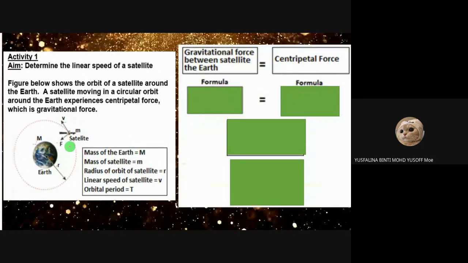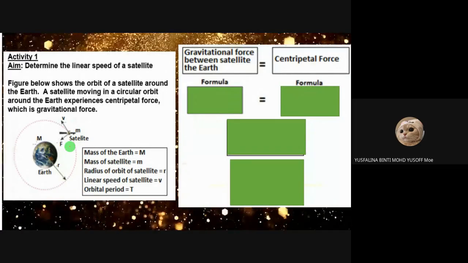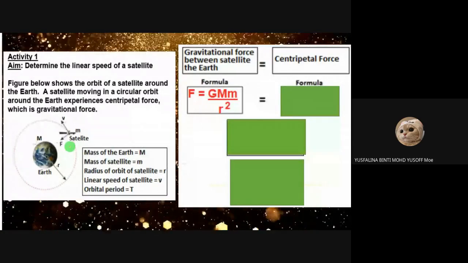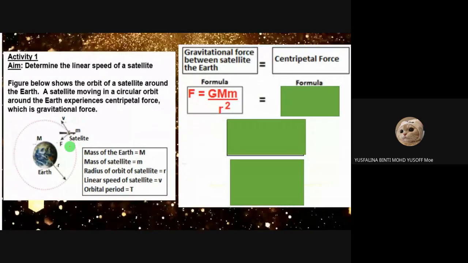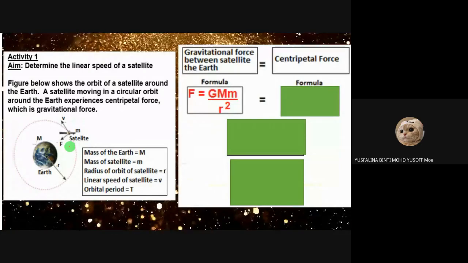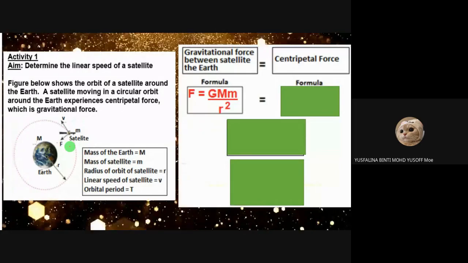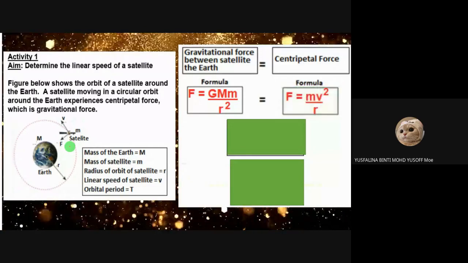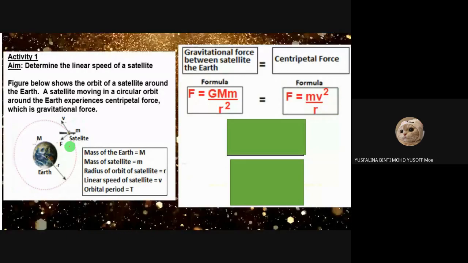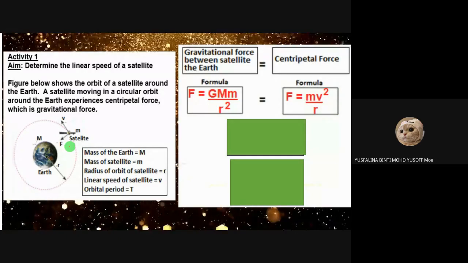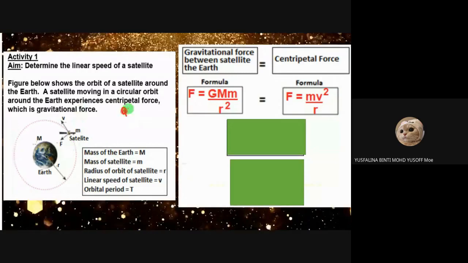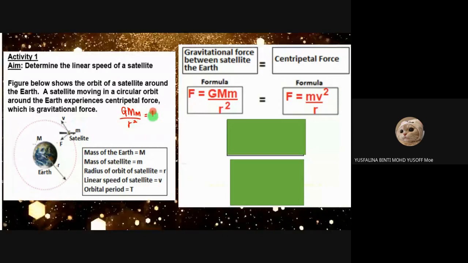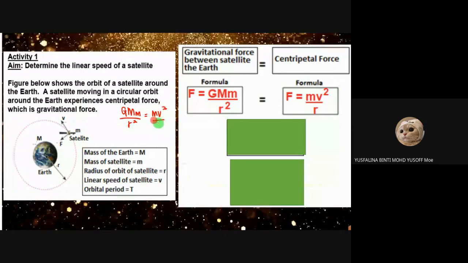We already know the formula for the gravitational force, GMm over r squared. This is the gravitational force between the satellite and the Earth. This gravitational force equals the centripetal force, F equals mv squared over r. If we equate these two equations, we get GMm over r squared equals mv squared over r.